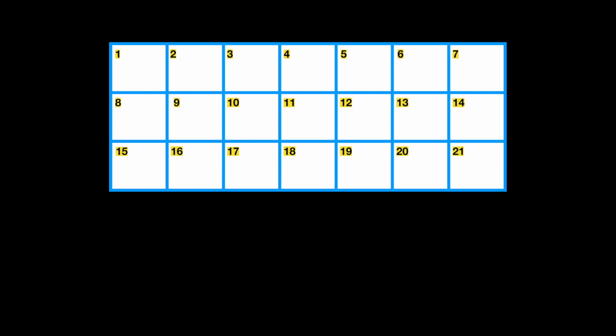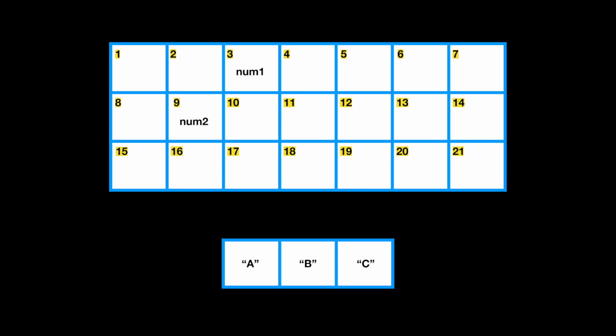This means that the variable num1 may be stored at memory location 3, and variable num2 may be stored at memory location 9. However, in an array, which is like a collection of elements, everything is stored one after the other. For example, if I have an array of length 3, it means it has 3 elements in it. Let's assume the array is storing the strings A, B, and C.